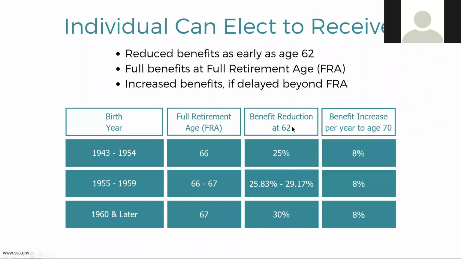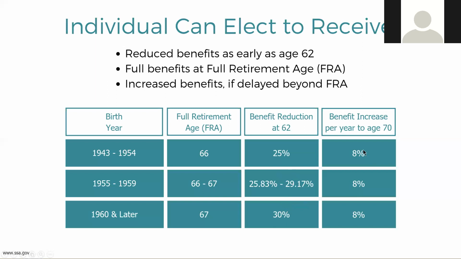So let's talk about both of those scenarios. If you file at the earliest possible age of 62 and your full retirement age is 66, your benefit is going to be permanently reduced by 25%. If your full retirement age is 67 and you file at 62, your benefit is going to be permanently reduced by 30%. And in the middle, you see the permanent reduction somewhere in between those levels.